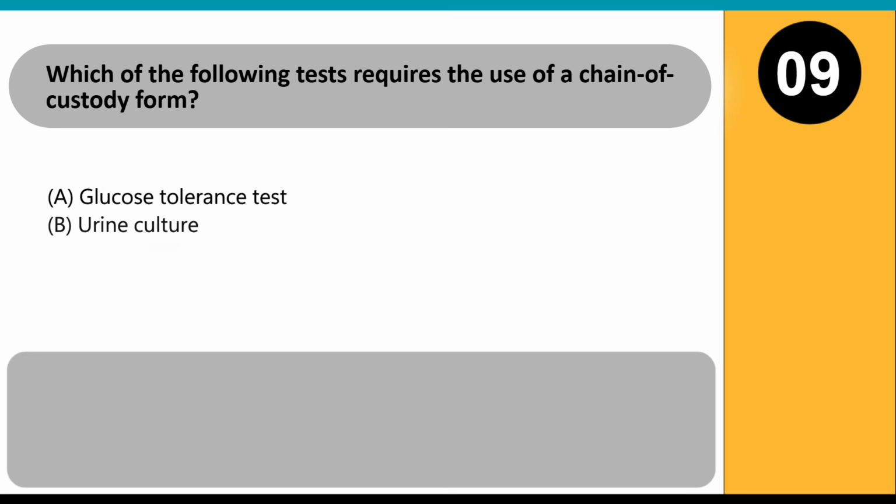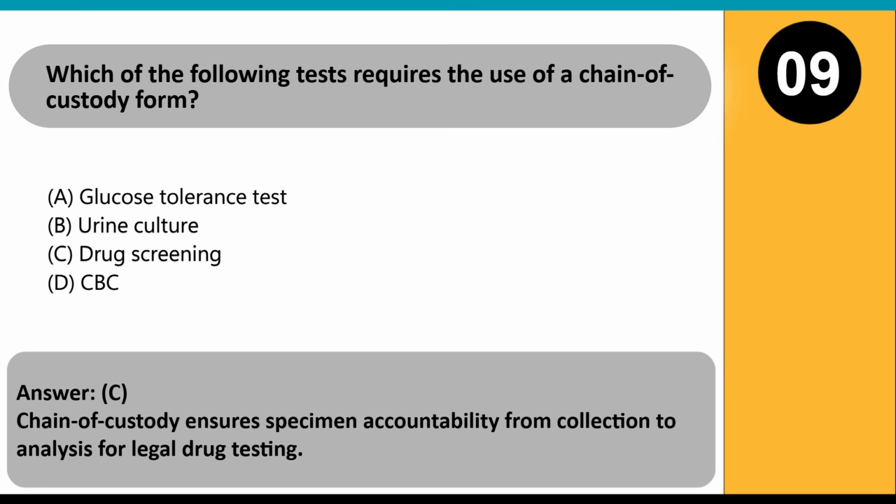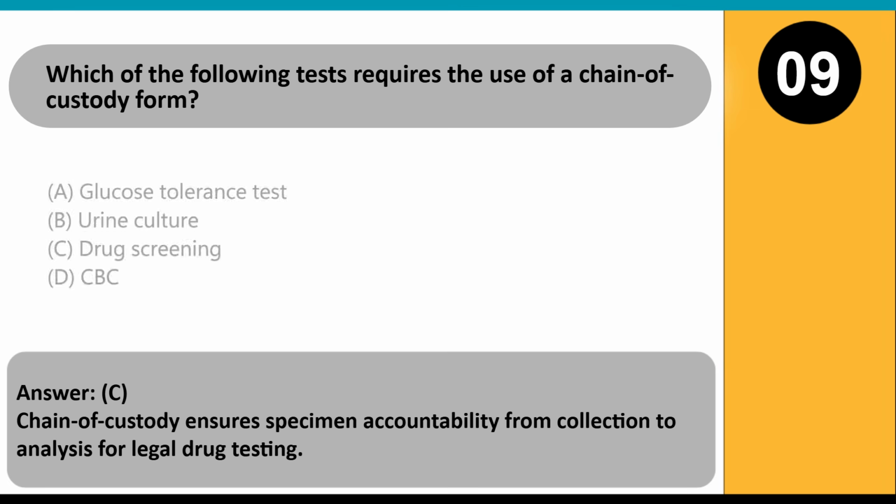Which of the following tests requires the use of a chain of custody form? A. Glucose tolerance test. B. Urine culture. C. Drug screening. D. CBC. Answer: C. Chain of custody ensures specimen accountability from collection to analysis for legal drug testing.